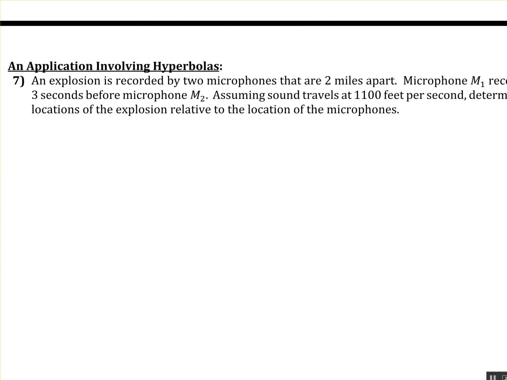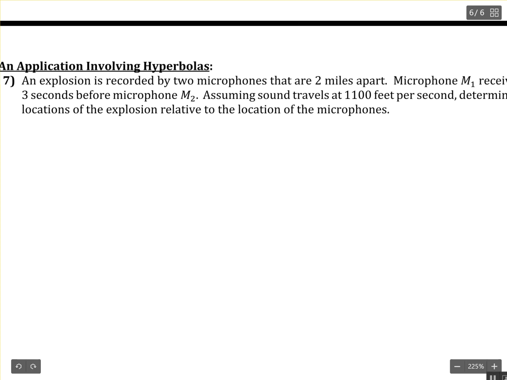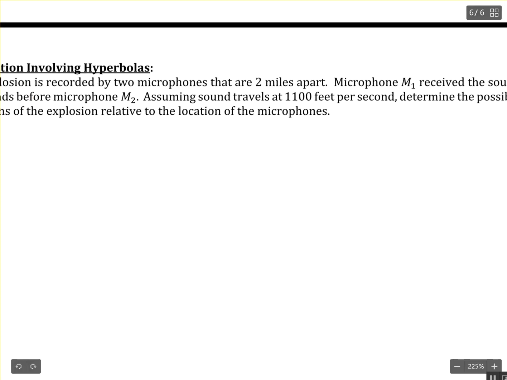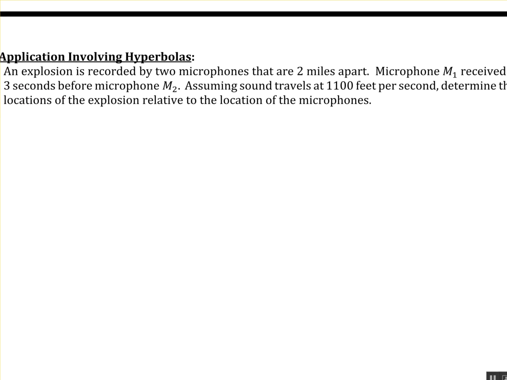So an application of hyperbolas. This is kind of nifty, I think. An explosion is recorded by 2 microphones that are 2 miles apart. Microphone M1 received the sound 3 seconds before microphone M2. Assuming sound travels at 1,100 feet per second, determine the locations of the explosion relative to the location of the microphones. All right, so this one is actually one that a lot of people have a little bit of trouble with. So let's go ahead and set it up.